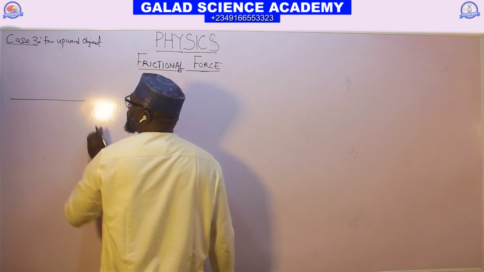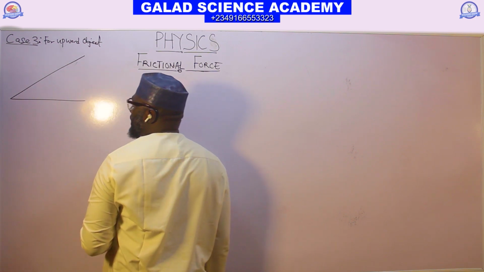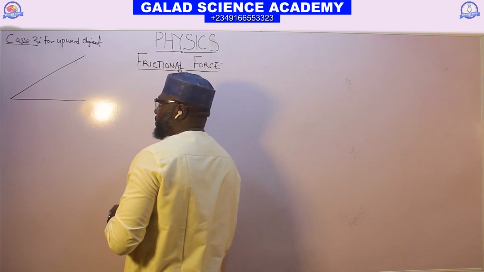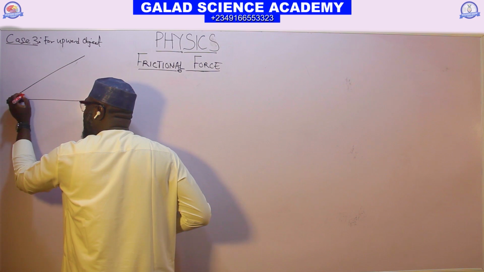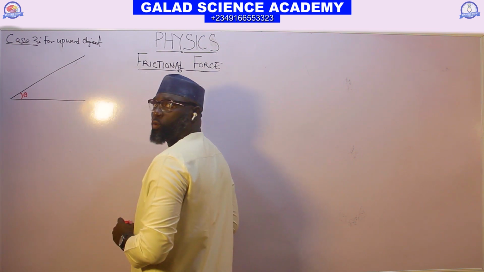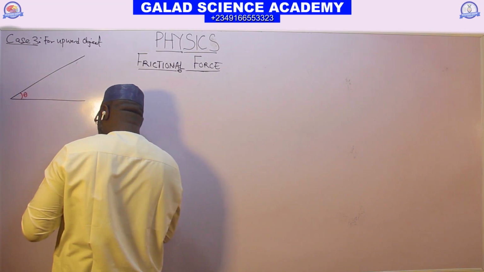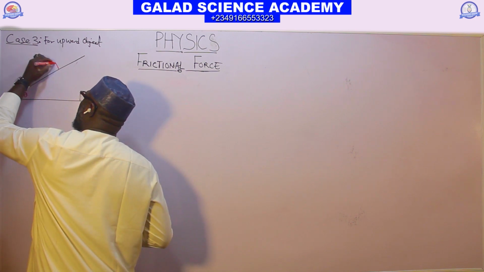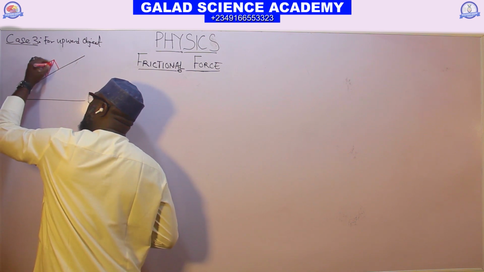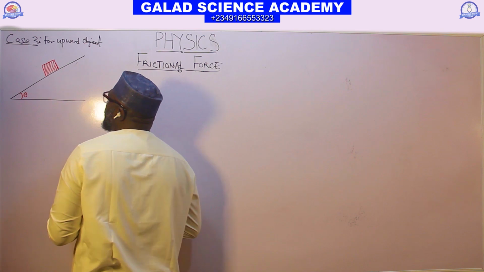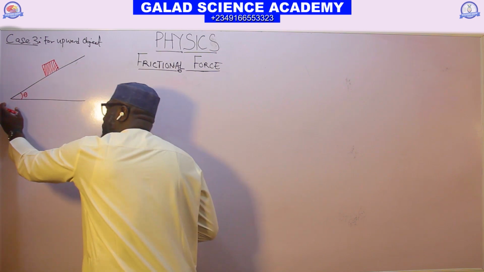And then we have an inclined plane like this. The angle between the horizontal plane and the inclined plane, let's call it angle theta. Good. So if I place a body, this is the body, we place it on this rough inclined plane.